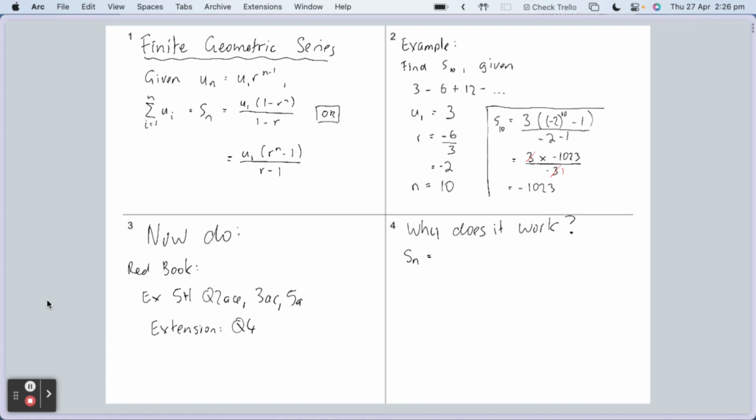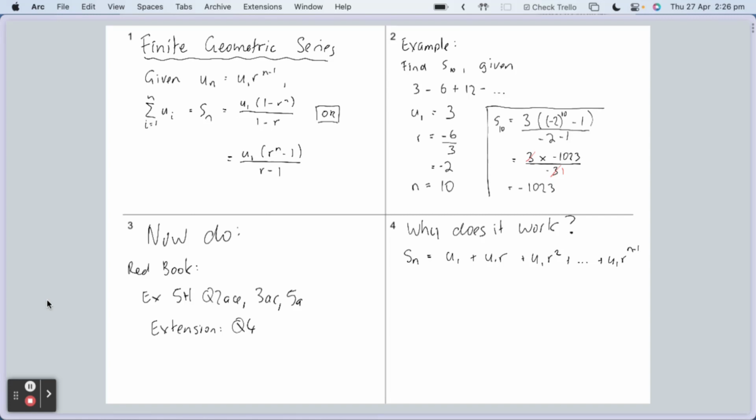I'm going to take Sn, and let's write out what that sequence would look like. It would be U1 plus U1R plus U1R squared plus dot, dot, dot, all the way to U1R to the power of n minus 1. That's how the sum works, right?